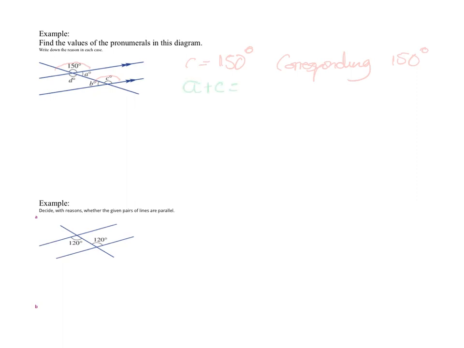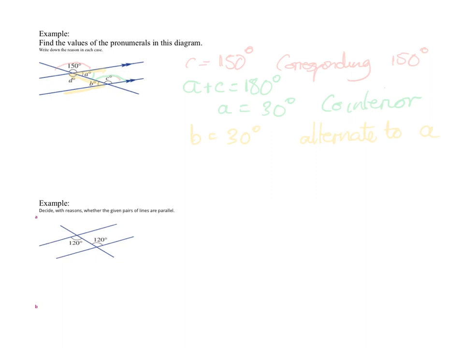A plus C should equal 180 degrees because they are co-interior. Well, we already know that C is equal to 150, therefore A must be equal to 30 degrees because it is co-interior. There could be other reasons, there's more than one reason why. A and B, can you see that Z happening there? They are alternate. So we already know that alternate angles equal each other. So if A is 30 degrees, then B is also equal to 30 degrees. It is alternate to A.